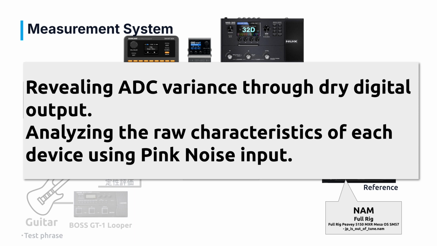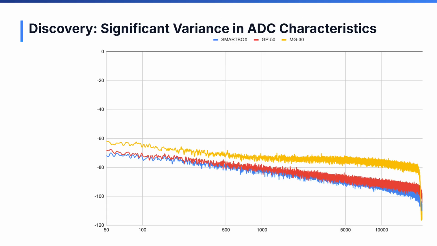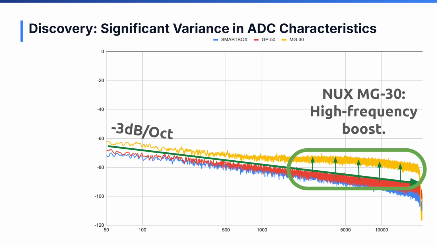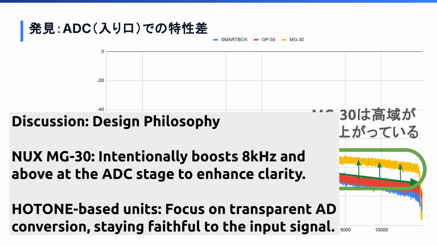This reveals the low ADC profile of each specific device. The MG-30 stays flat into the high frequencies. The others show a linear -3 dB per octave slope. For pink noise, the slope is correct. This means the NUX MG-30 is intentionally boosting the highs at the entry point. NUX bakes in extra clarity at the ADC stage, while Hotone stays faithful to the unaltered low input.